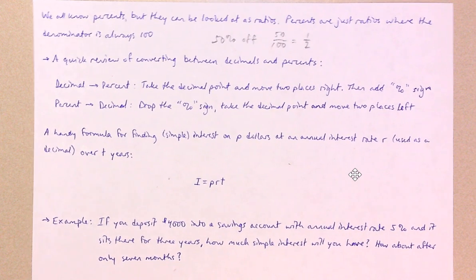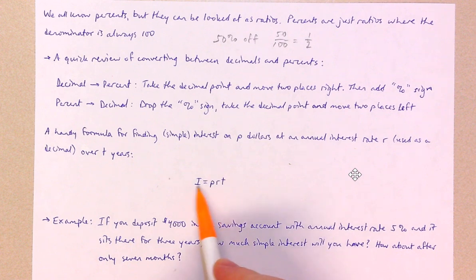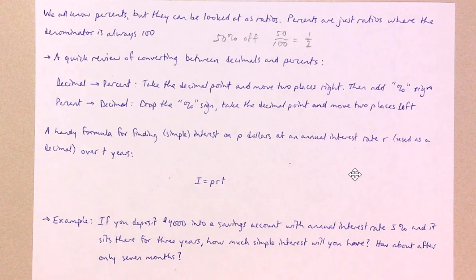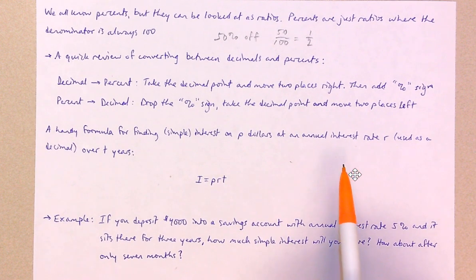And the key thing to keep in mind here is that R is always used as a decimal, not as a percentage. And if we want to find the amount of interest being given to us for the money sitting in there for T years, T is some frame of time, then the interest that you get, I, is equal to P times R times T. How much money you put in times the annual interest rate used as a decimal times how long it's been in there in years. So here's a sample problem. If you deposit $4,000 into a savings account that has an annual interest rate of 5% and it sits there for 3 years, how much simple interest will you have?